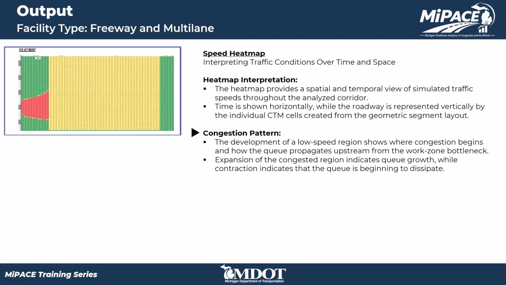The heat map is useful because it shows where congestion starts, how it propagates upstream from the work zone bottleneck, how long it remains on the corridor, and when it begins to recover. This view should be interpreted together with the queue and the delay chart. The chart summarizes the magnitude of the impact over time, while the heat map shows where that impact occurs along the facility.